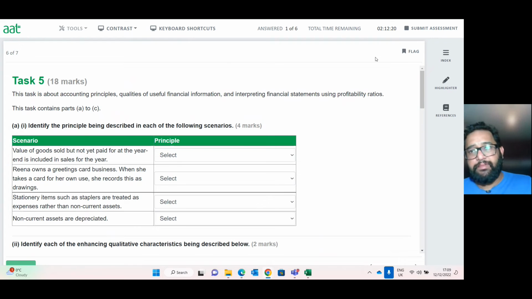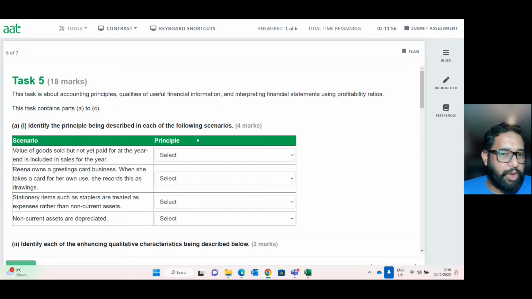Let's move on to the next question. Task 5 is an 18-marker. This task is about accounting principles, qualities of useful financial information, and interpreting financial statements for profitability ratios. So there's a little bit of theory involved here, but let's have a look into that one.